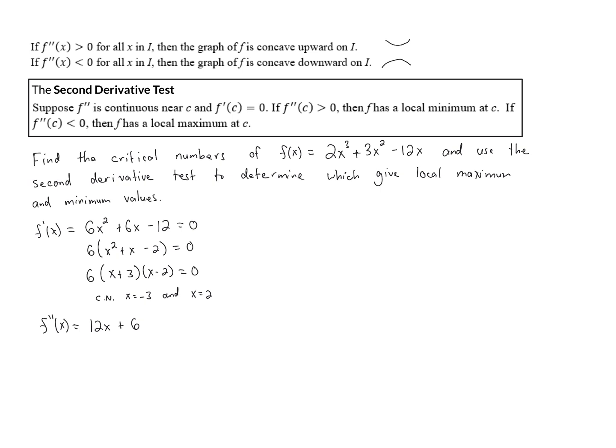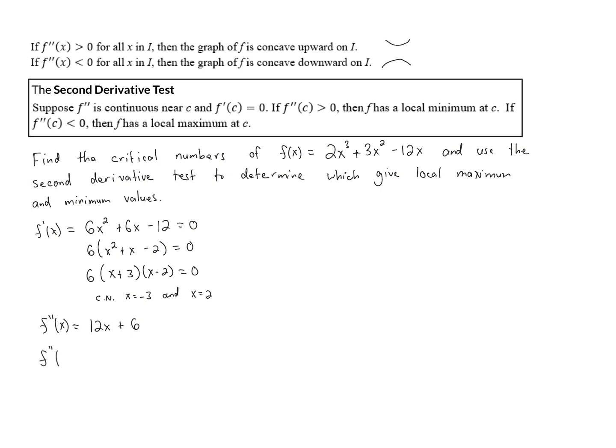Now, all we have to do is see if this is positive or negative at our critical numbers, and that's going to tell us if we have a local minimum or a local maximum. We do want to make sure that this follows all of the requirements of the second derivative test. This second derivative is continuous everywhere because it's a linear function. And we saw that the first derivative was 0 for these critical numbers, so everything fits. So we just need to evaluate this at our critical numbers and see what's up.